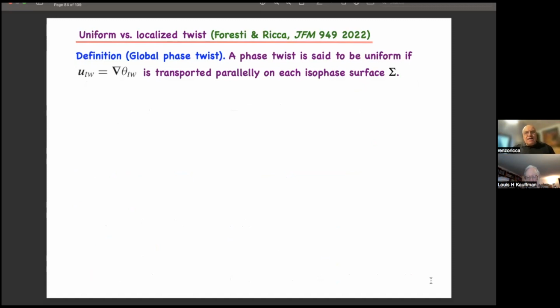So first of all, this allows us to introduce a new definition of twist. And this is really kind of new virgin territory. We introduce a definition of a global phase twist as is meant to be for most of the people. A phase twist is said to be uniform if we superimpose a twist that is present everywhere in space. In other words, this U due to the twist is transported parallelly on each isophase surface. What happens then? Here would be a third movie to show you.